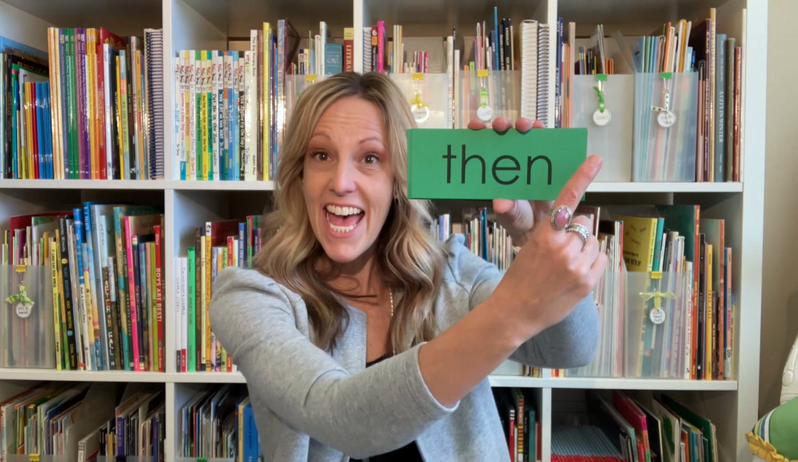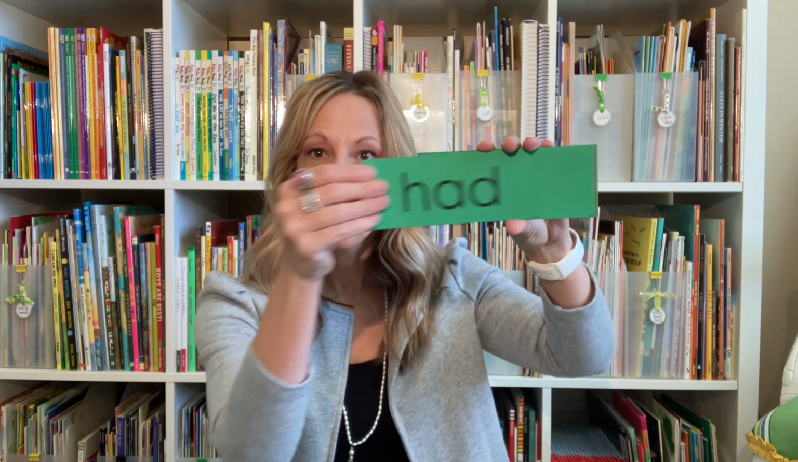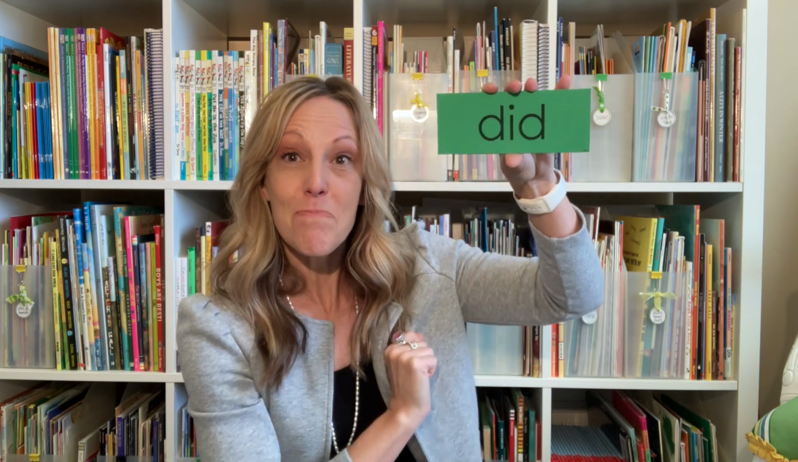What's this word? Then. Had. On. Because. Did. Hopefully you looked at the circle. Did, and knew that that's a D, not a B.